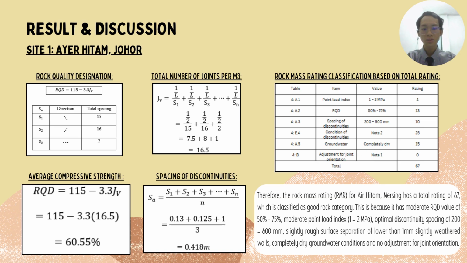After that, for the spacing of discontinuity, the average spacing can be determined by using the equation SA equals S1 plus S2 plus S3 until Sn over the number of S that we use. And we get that it is 1.1.